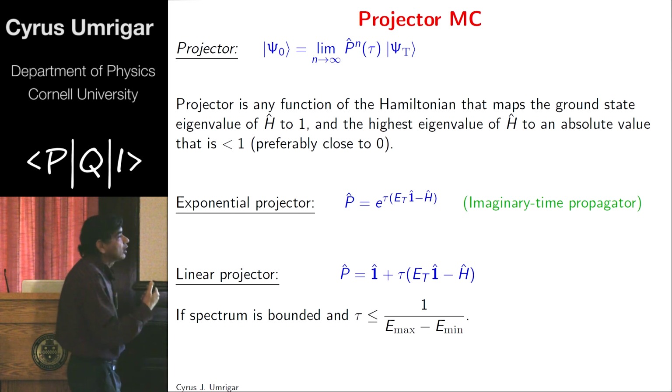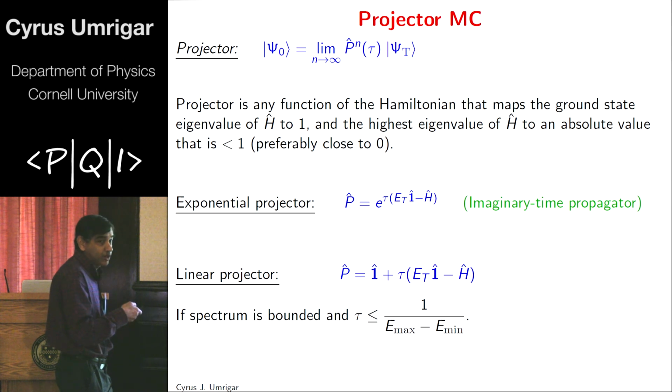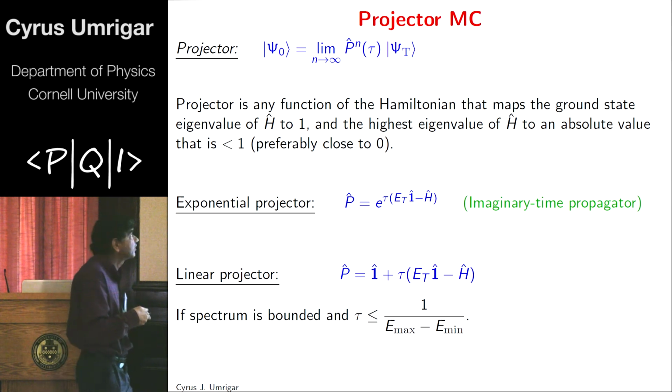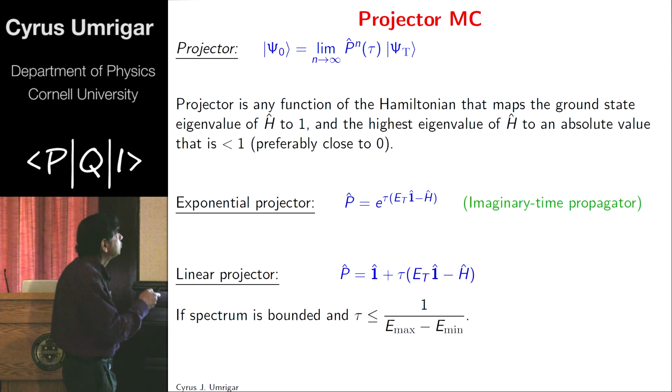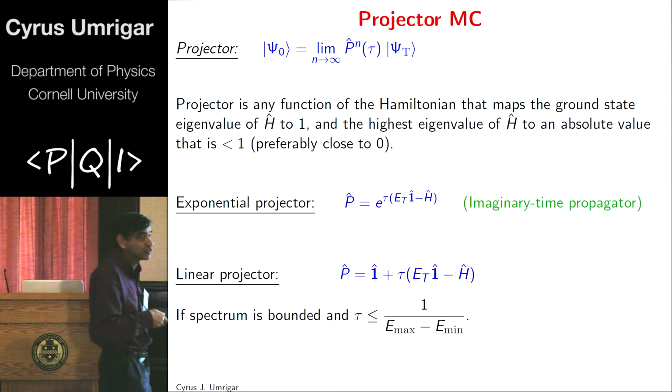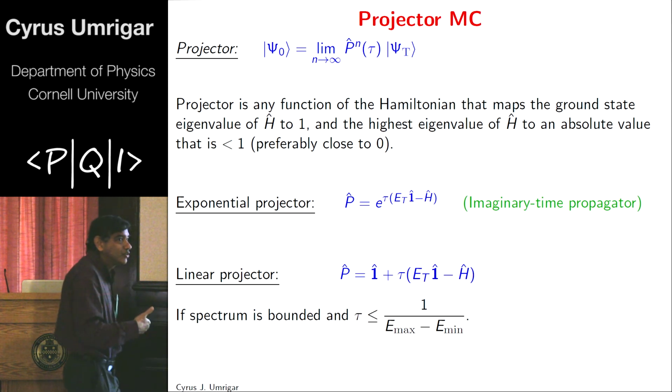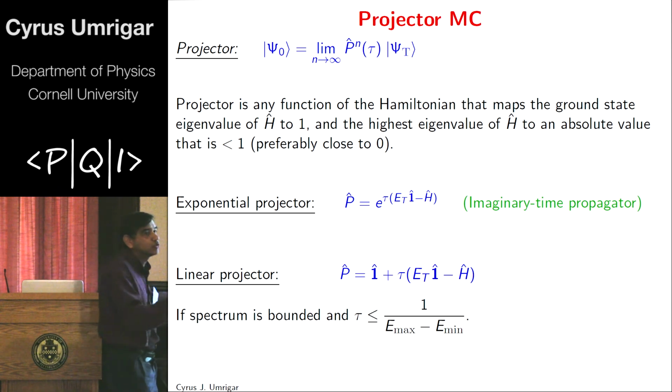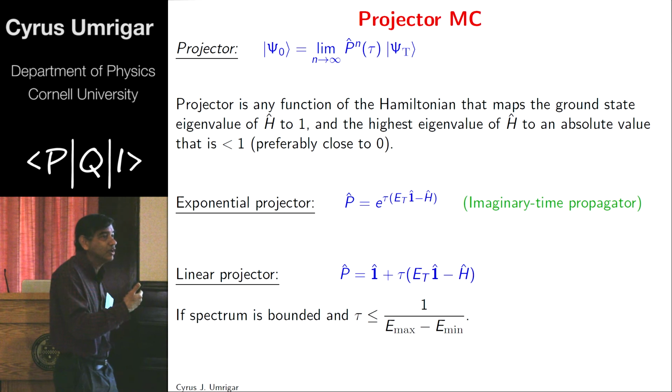In Projector Monte Carlo, I said that we use the exact wave function for either the bra or the ket of the expectation value. How do you get that exact wave function? You get it by repeatedly applying a projector to an arbitrary state, right? So this is the stochastic implementation of the power method that I talked about before. But in quantum mechanics, you're not interested in the dominant eigenvector of the Hamiltonian. You're interested in the ground state.